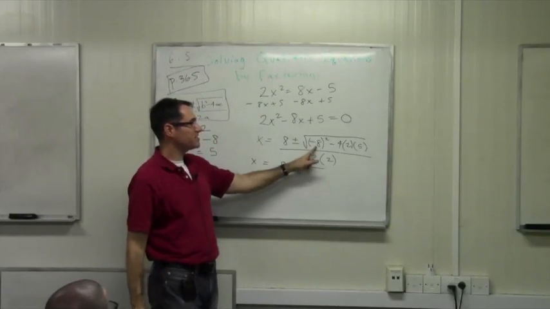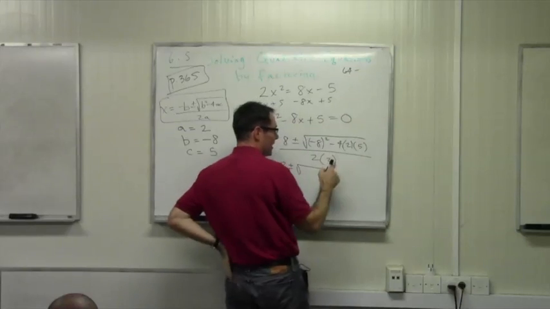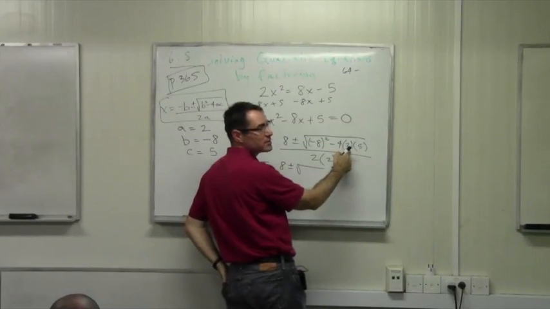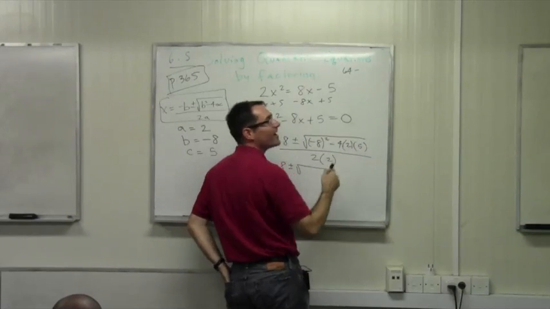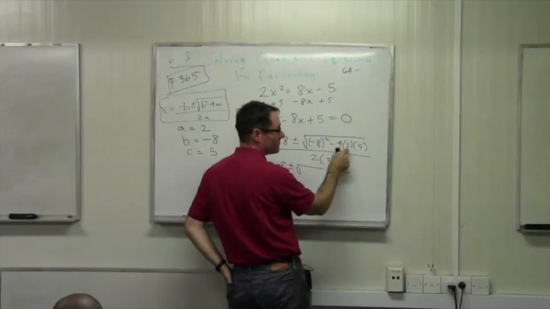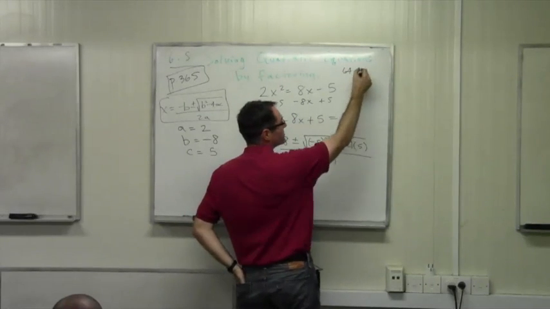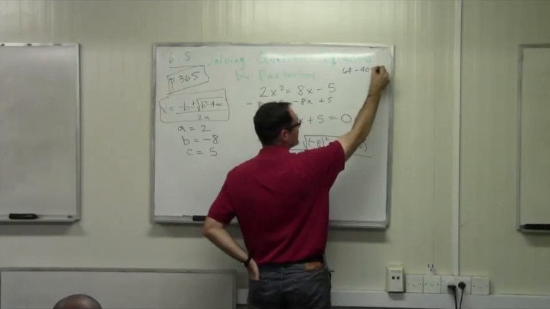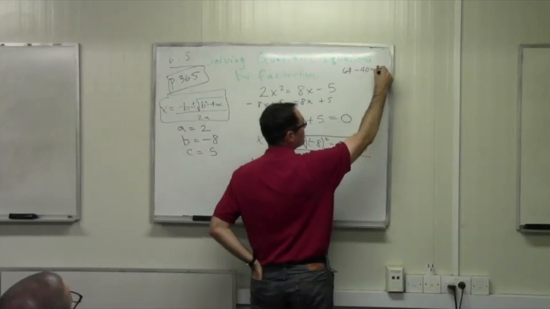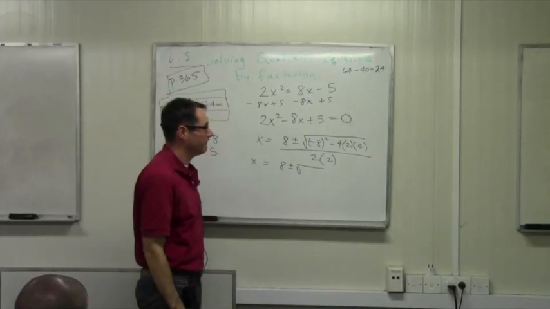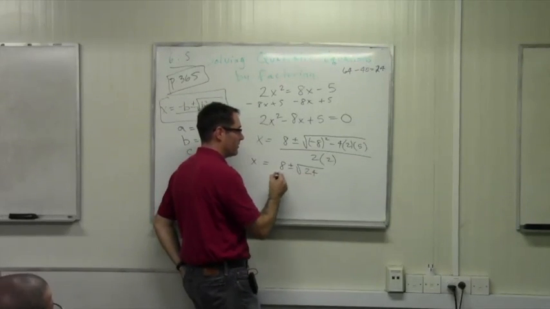Okay, 64. Write it down here. 64 minus 4 times 2 is 8. 8 times 2 is, sorry, you're right, 8 times 2 is 16. I meant 4 times 2 is 8. 8 times 5 is 40. So minus 40. 64 minus 40 happens to be what? 24. Okay? So we have the square root of 24.